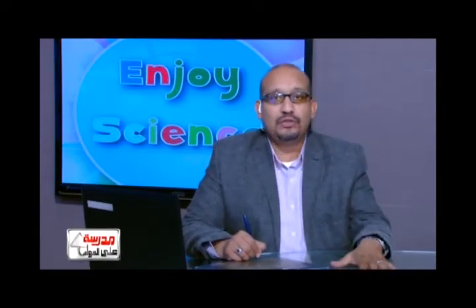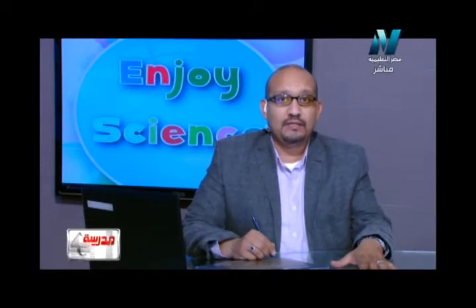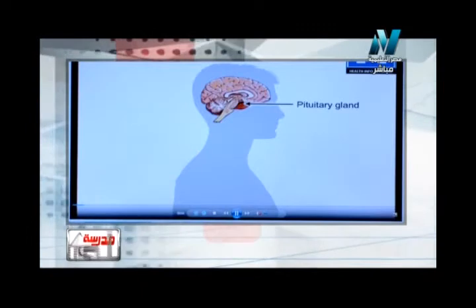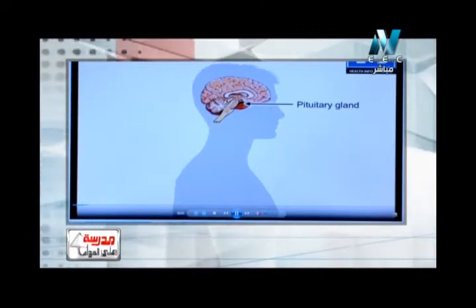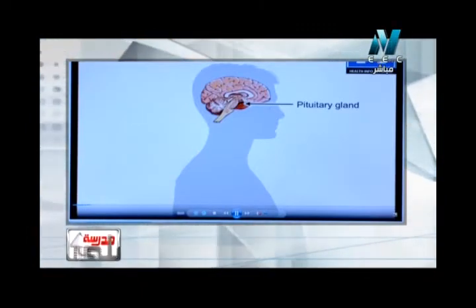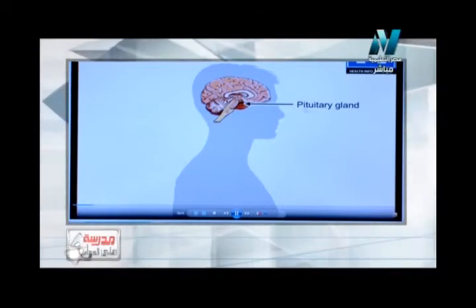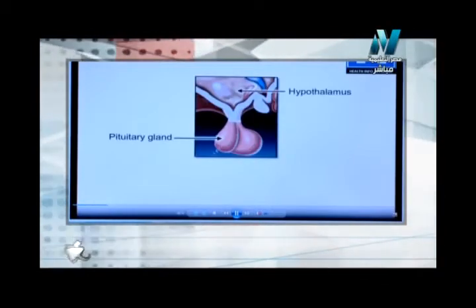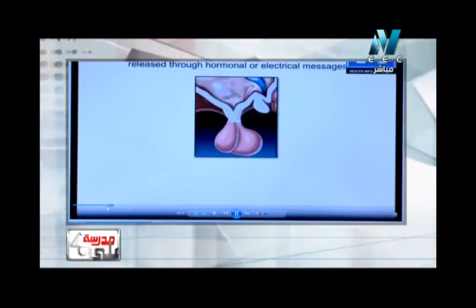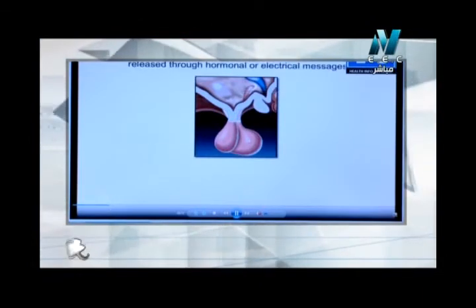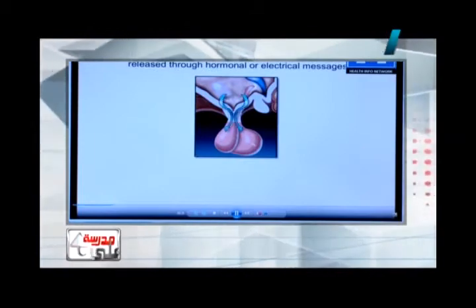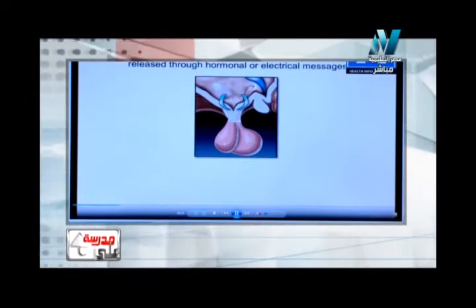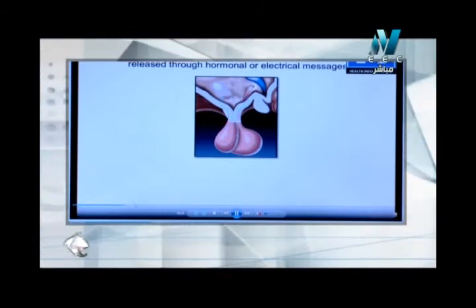As we have here in this video about the pituitary gland, the location of the pituitary gland is below the brain, as we see. The pituitary gland consists of two lobes, anterior lobe and posterior lobe.